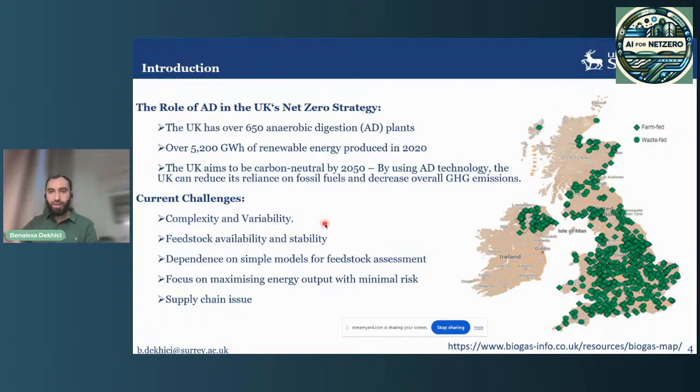There are so many challenges with this technology, mainly the complexity of the AD. Also, there are different feedstocks and different materials that can be used. Here in the map, you can see that the square is farm fed, which means it uses agricultural feedstock, and the circle is waste fed, so it uses wastewater or even food waste, and so on.